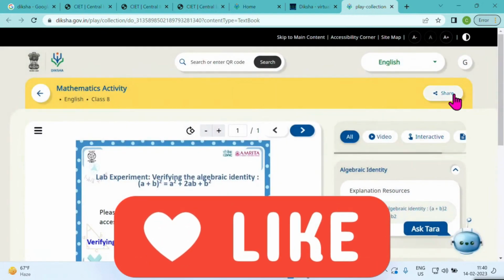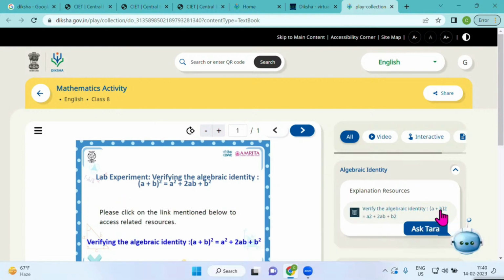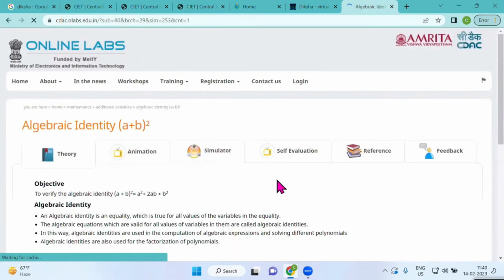Now we have one maths lab activity, that is, verify the algebraic identity, that is (a plus b) whole square is equal to a square plus 2ab plus b square. As we all know, we have four basic identities, but today I am explaining the most important one, that is (a plus b) whole square is equal to a square plus b square plus 2ab. With the help of this activity we can also derive numerous other activities. Firstly we will click on this activity, verifying the algebraic identity.